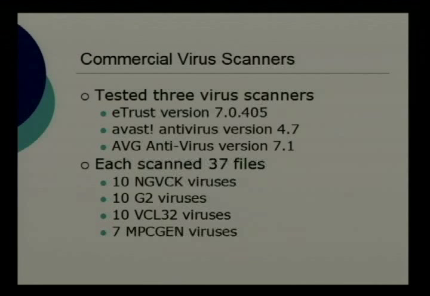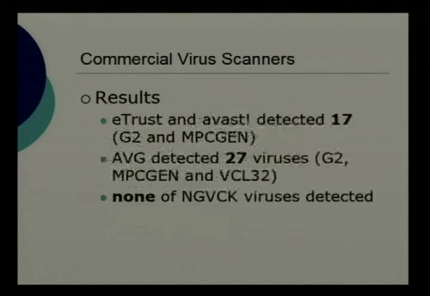We tested 3 different scanners, eTrust, AVEST, and AVG, to scan 37 files that are put in one folder. These 37 files include viruses from all 4 families. Here's our result. eTrust and AVEST detected all the G2 and MPC Gen viruses. AVG detected 27, which are the G2, MPC Gen, and VCL32 viruses. But none of the NVIC viruses are detected by these commercial scanners.